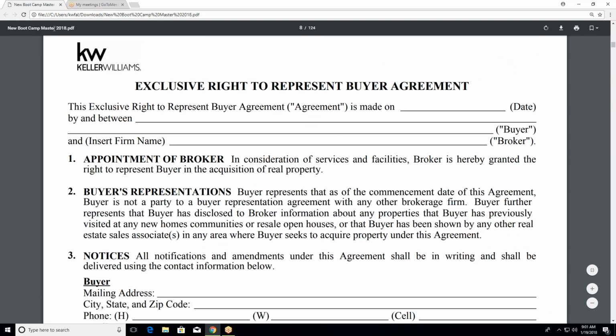All right, good morning, everyone. So our objective today is to work our way through, line by line, the exclusive right to represent buyer agreement. We affectionately just call it the buyer agreement, but it is the exclusive right. It's going to be boring, but it is your business, so you need to know it. I would implore you to pay as much attention as you can. Again, this is being recorded, so you can go back and review it.